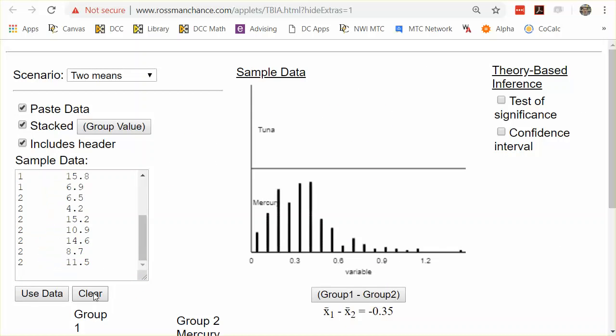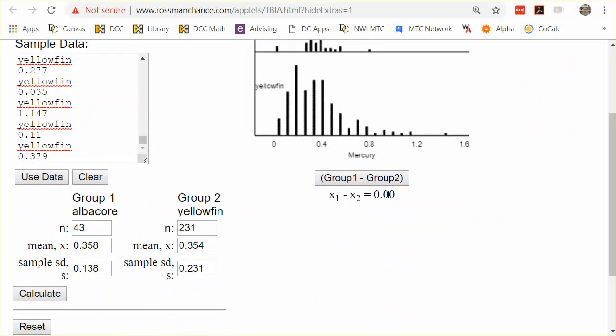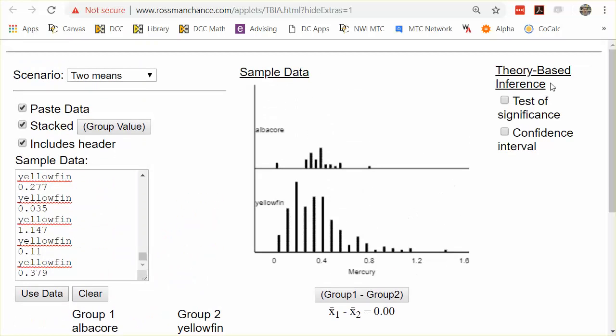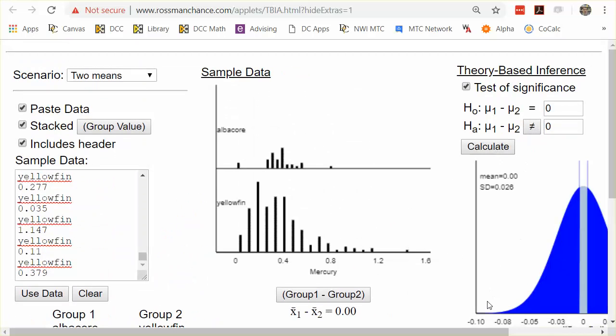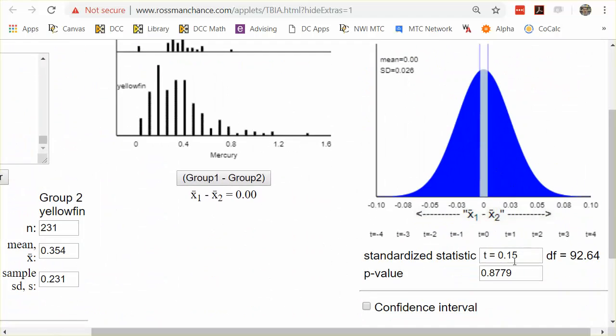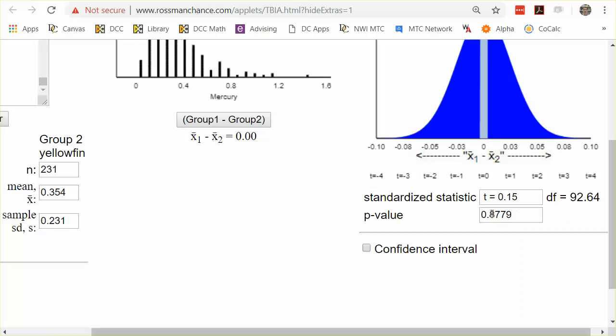Oh, we must need this one because they're all stacked up on top of each other. Okay, then we got the two groups. Right. Okay, and this time again, this difference is so small that it's not even displaying it. But then if you click test of significance, the theory-based applet is going to give us a similar picture. It's just going to draw the null distribution with the standard deviation that it's calculating from the formula instead of simulating, and you don't need to know that formula, but that's what's going on. And you can see the p-value is very large. It's not exactly the same as what we got, but pretty similar.